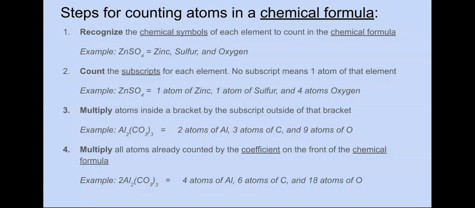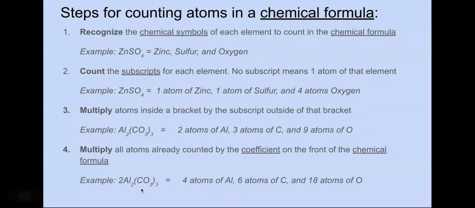Now, sometimes you're going to have coefficients. Sometimes you're going to have parentheses. In this case, we have aluminum, carbon, and oxygen together. There are 2 atoms of aluminum. The 2 belongs to the Al. Then we have parentheses. C is by itself. O has a 3. But both of those together inside the parentheses have a 3 outside the parentheses. So this 3 gets multiplied in. There's an imaginary 1 next to this C. So 3 times 1 means 3 atoms of carbon. And 3 times 3 oxygens means 9 atoms of oxygen.